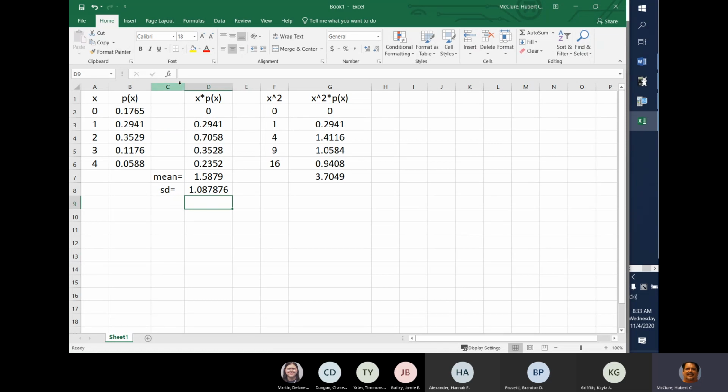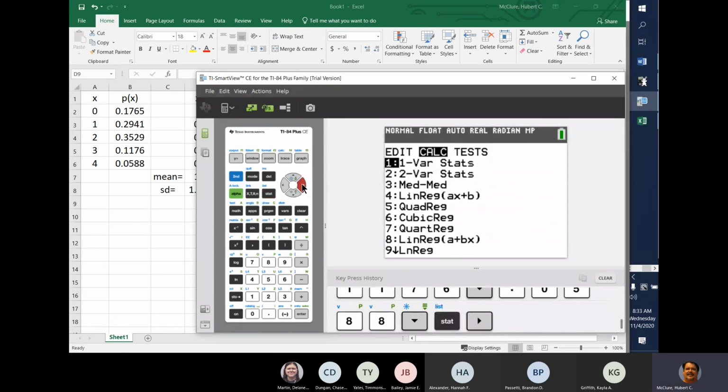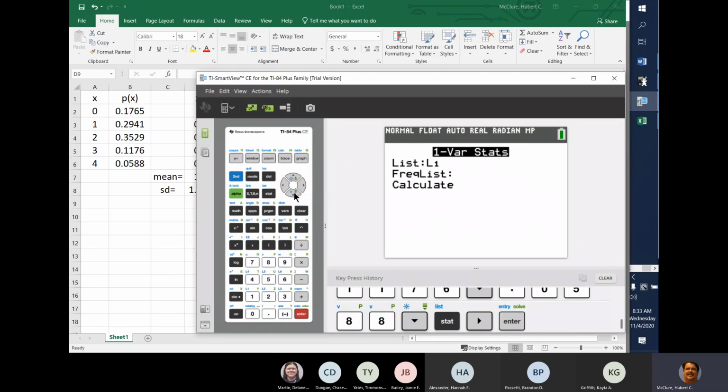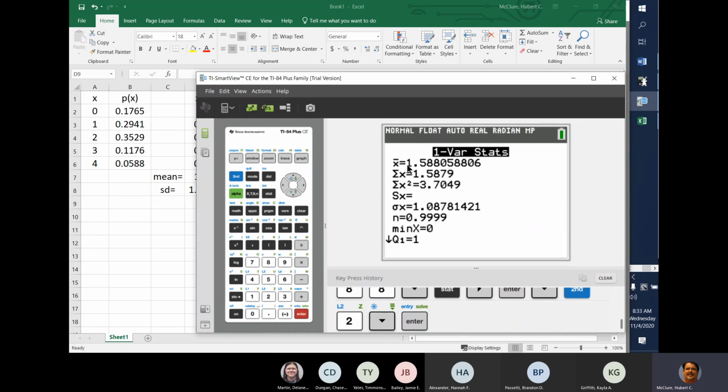Now, if you use your handy dandy calculator, you hit Stat, Calculate, First Variable Statistic, type in L1 and then L2, second, 2, and calculate. There's 1.588, which is your mean, and your sigma is 1.0878. So there's your answers, X bar and 1.0878.